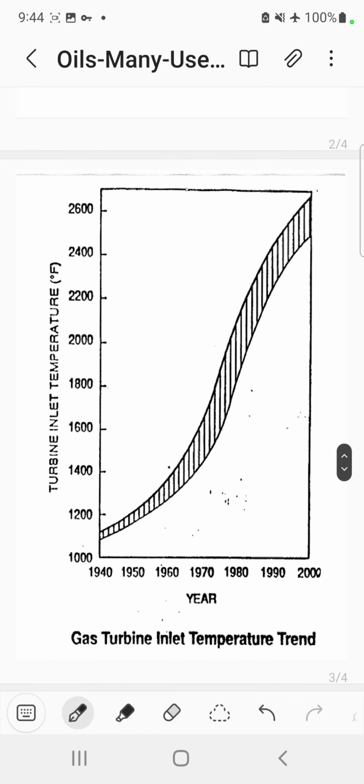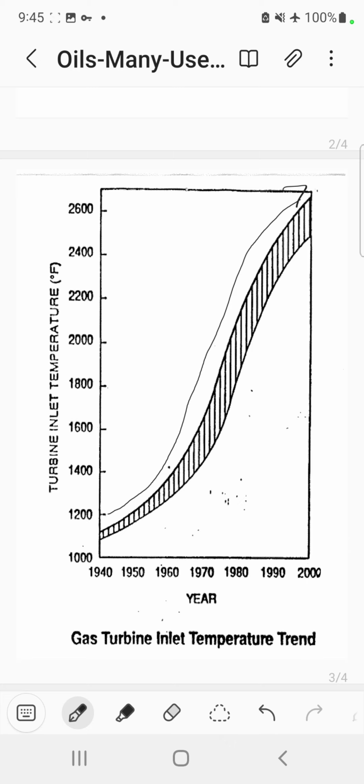Now, let's see. This is a nice diagram, but unfortunately it is in Fahrenheit. If it were in degrees C, it would be much better. Here the graph shows the gas turbine inlet temperature trend. From 1940 up to 2000, we have a dramatic increase from here up to here. So our inlet temperature trend is increasing. It means it's getting better and better.